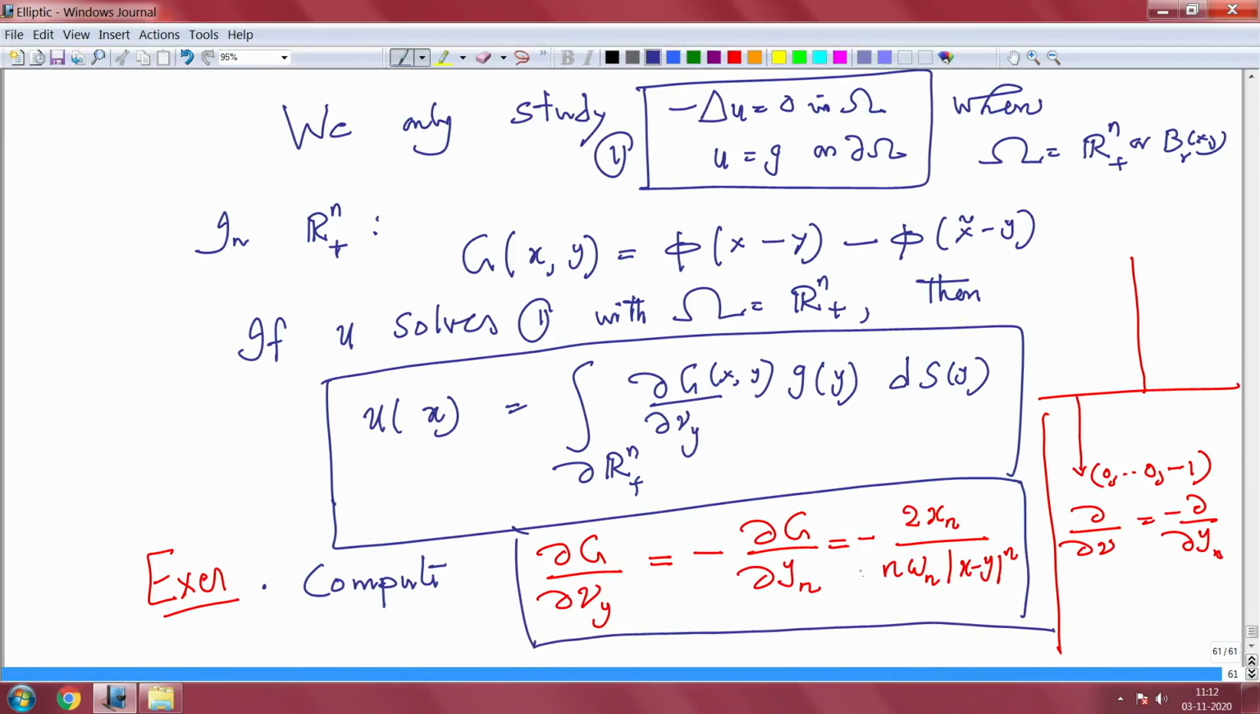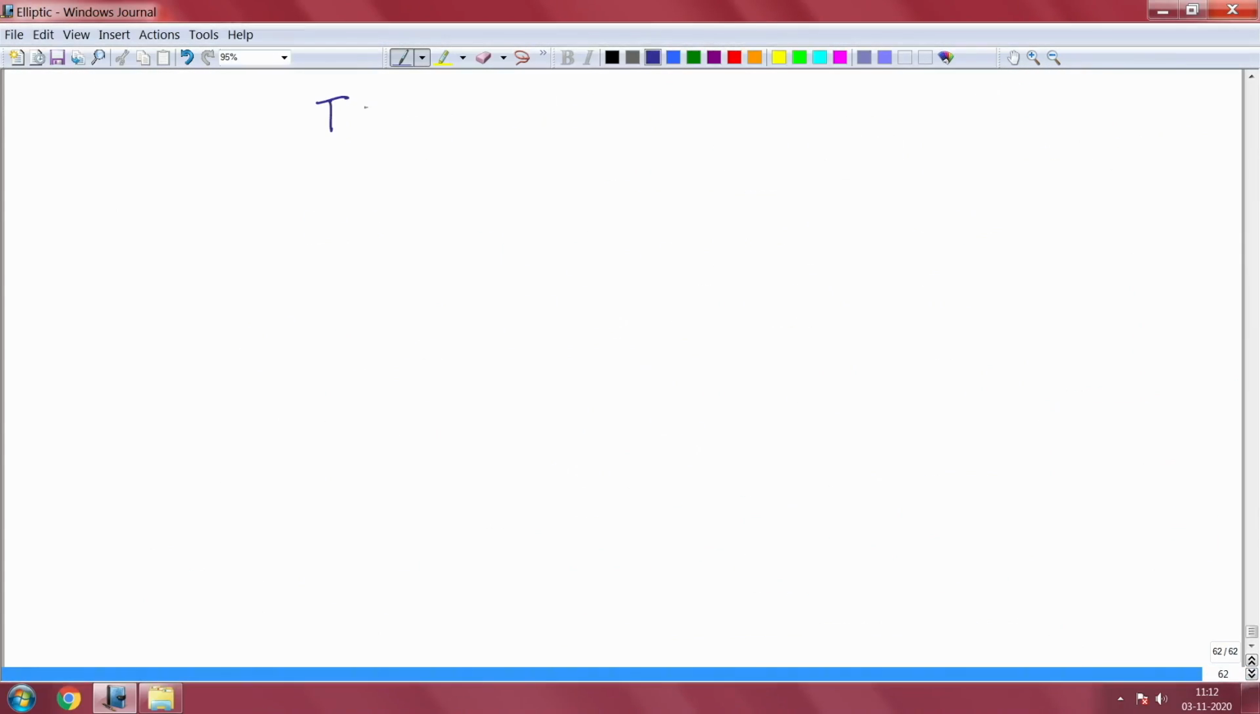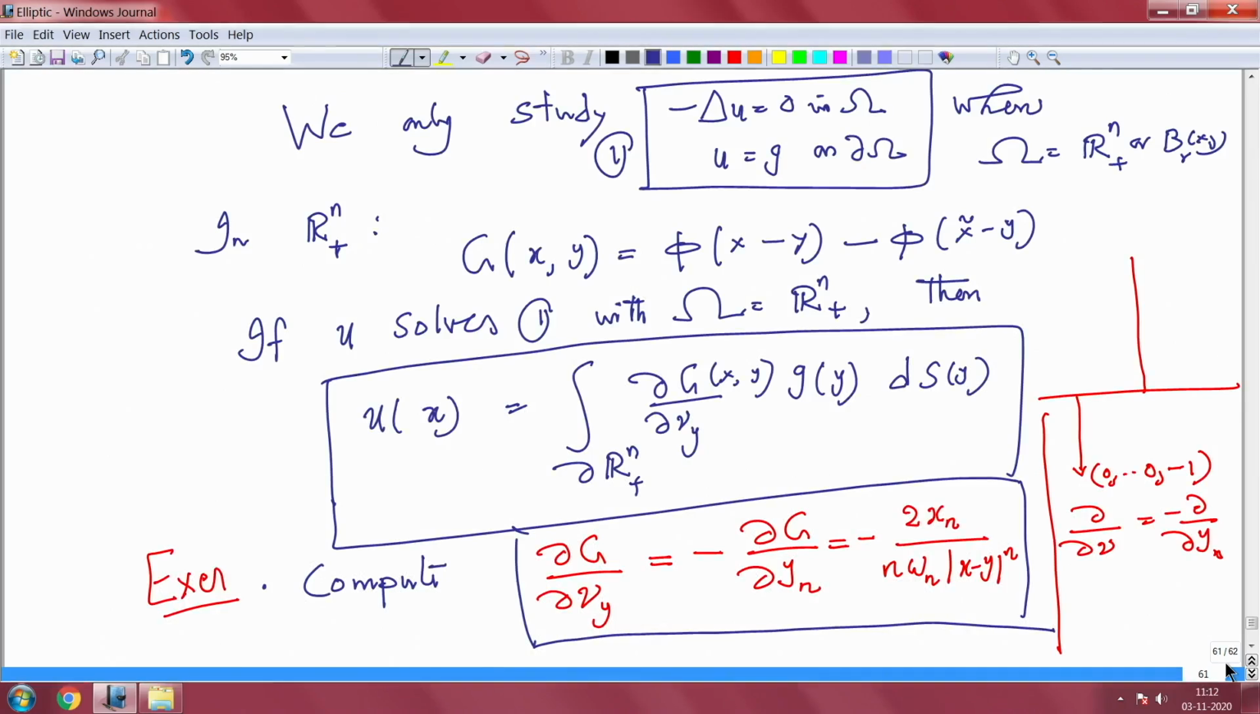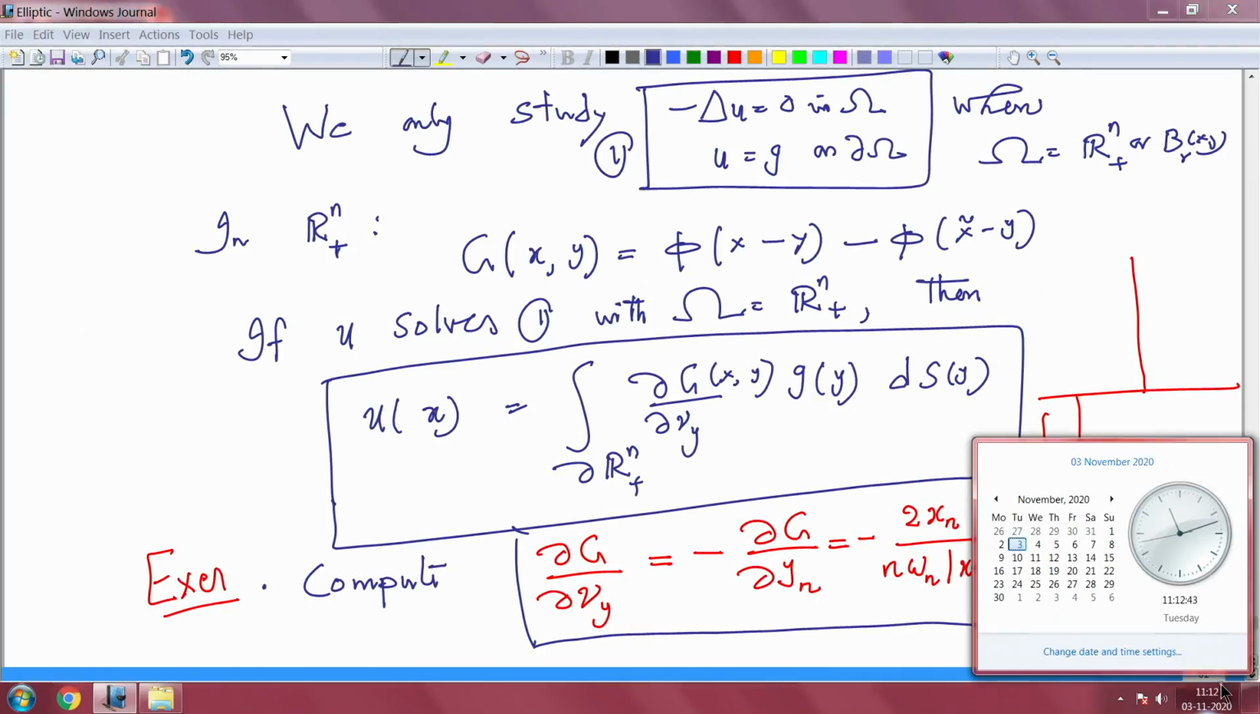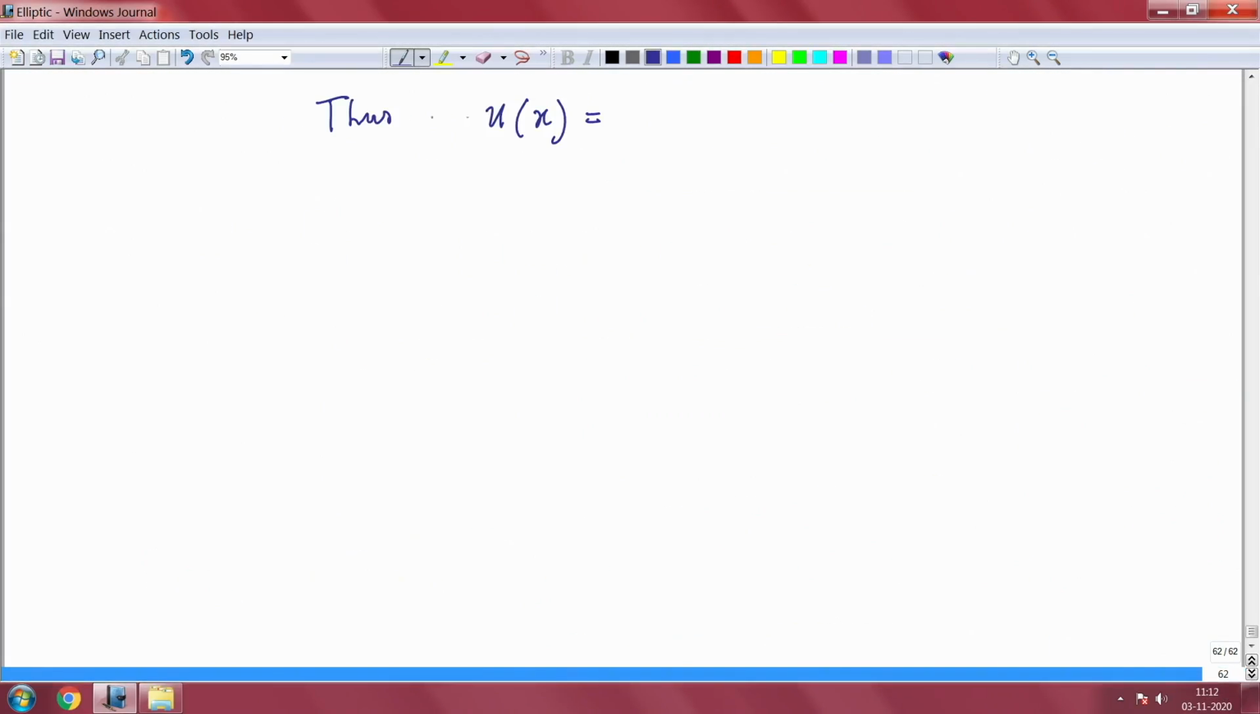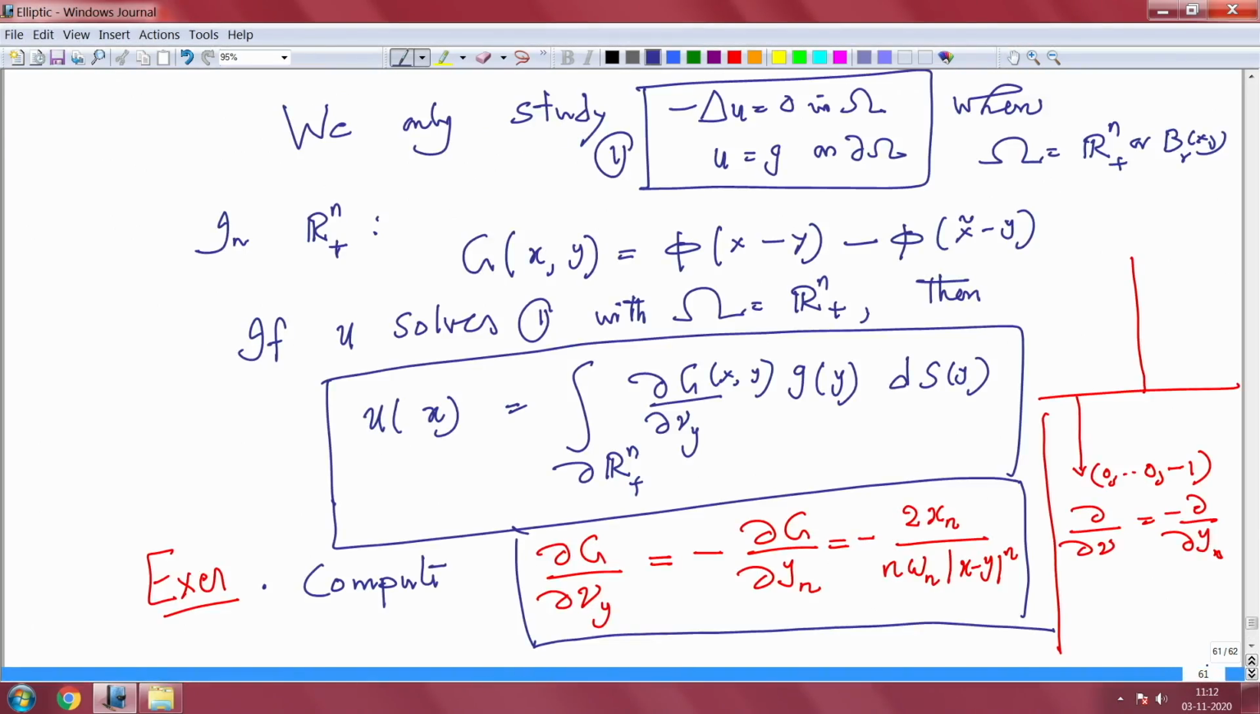Okay. So, you can precisely calculate your dg by d nu. Therefore, thus u x equal to the formula, if you solve u x equal to... if u x solves this equation 1, then thus u x equal to 2 x n. So, you have a minus sign there, 2 x n, there is a minus sign, yeah, there is a minus sign here, I did write that.